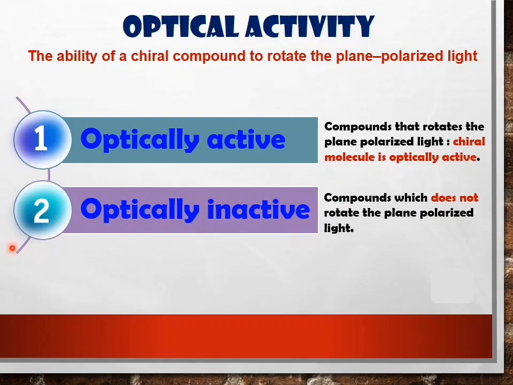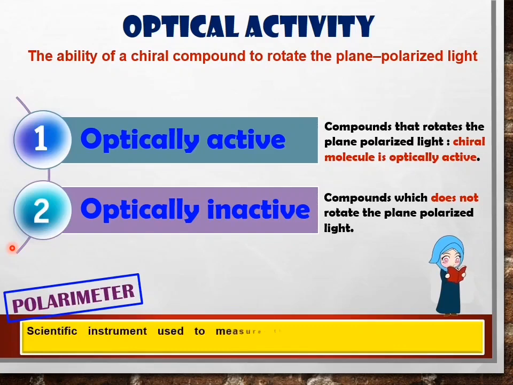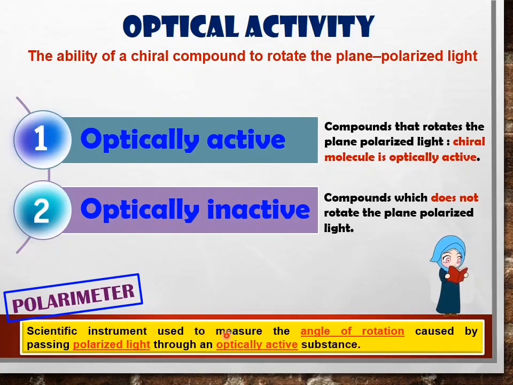So this can be determined, or we can predict it, by using a polarimeter. A polarimeter is used to measure the angle of rotation caused by passing polarized light through an optically active substance. So this is the polarimeter instrument. So we use this instrument to determine whether the compound is optically active or optically inactive.